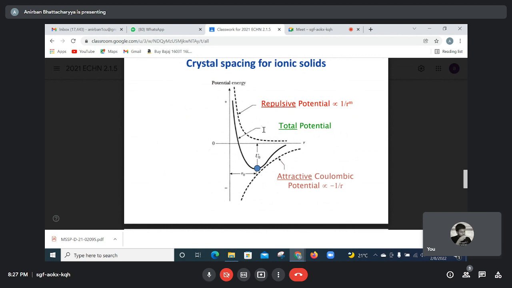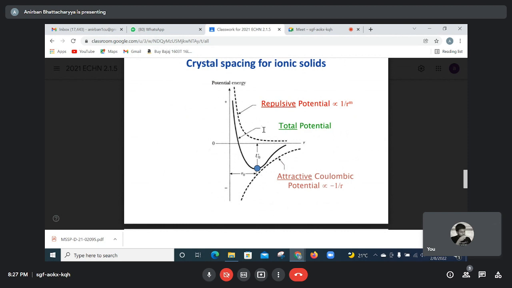And so, if they are ions, they are attracting each other. Can you see the attractive Coulombic potential is proportional to 1 by r? That is a dotted line that goes down. Now, they are coming close to each other, and then they start repelling each other. Obviously, they will not coalesce because the nuclei will then repel. And then you have the repulsive potential. Can you see that? The one that goes up.